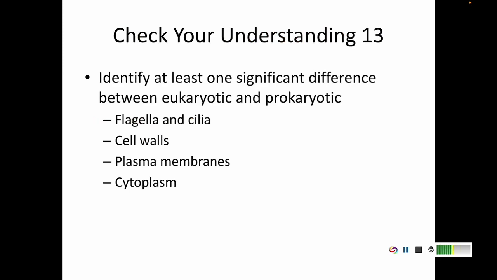So at this point, tell me how are flagella and cilia similar or different in eukaryotes and prokaryotes? Cell walls, how are they different in eukaryotes and prokaryotes? Plasma membranes and cytoplasm, what's a way that they are similar or different in eukaryotes or prokaryotes?